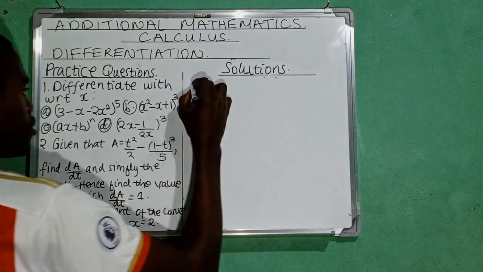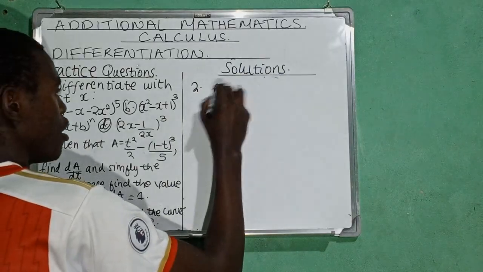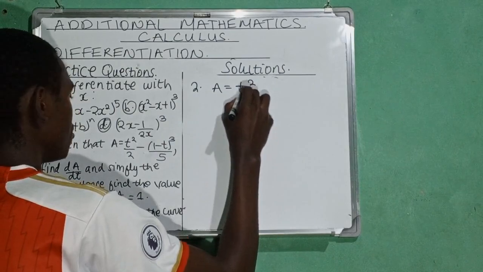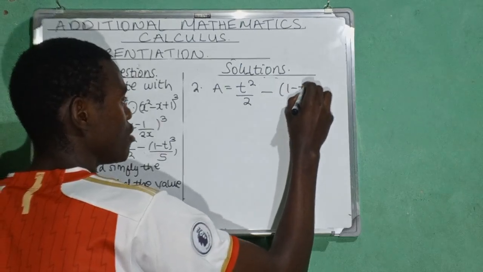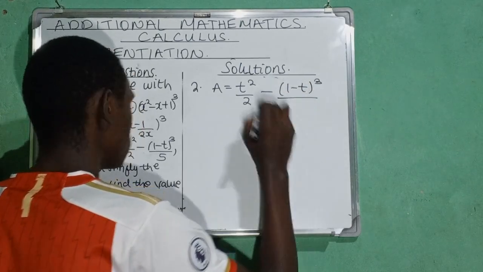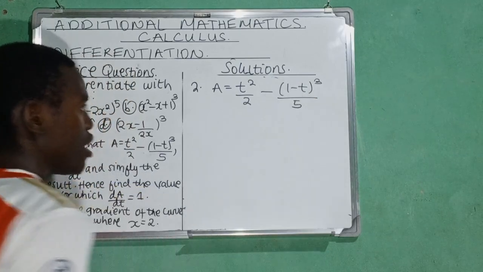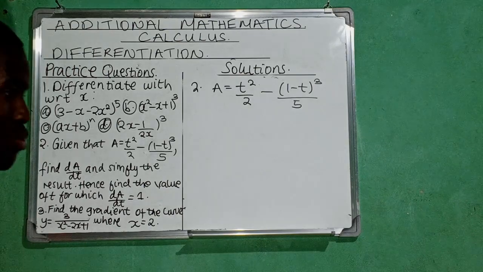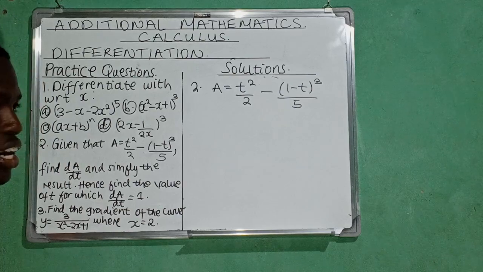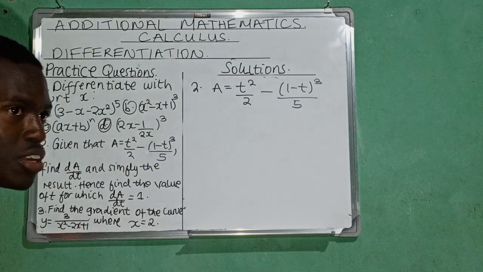So first of all, this is question number 2. We are saying A is equal to t squared divided by 2, minus (1 minus t) raised to the power 3, that will be divided by 5. That is your particular function, and they want us to find dA/dt. In this particular question, it can be confusing, because you might start saying let u be equal to whatever.